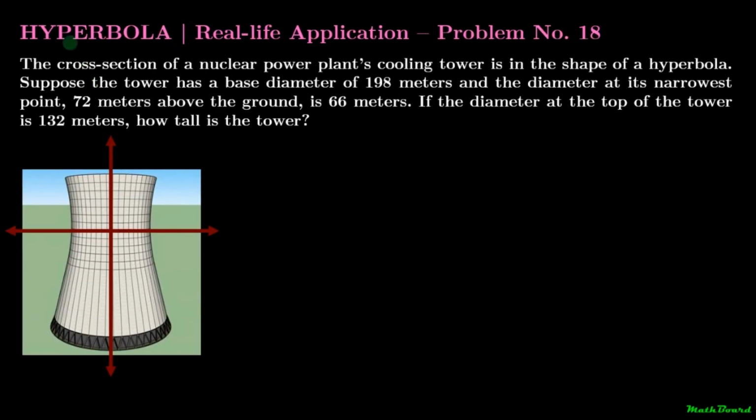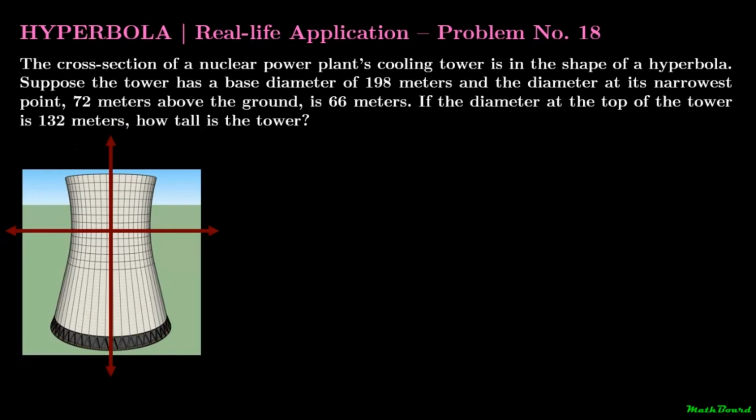Okay, last one. The cross-section of a nuclear power plant's cooling tower is in the shape of a hyperbola. Suppose the tower has a base diameter of 196 meters and the diameter of the narrowest point 72 meters above the ground is 66 meters. If the diameter at the top of the tower is 132 meters, how tall is the tower?